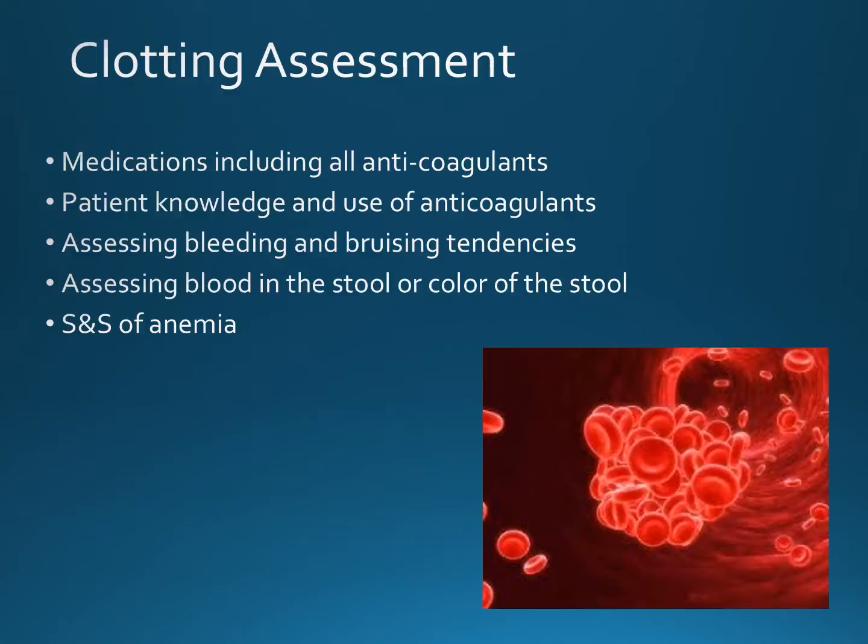Specific questions to ask concerning impaired clotting would be about medications, specifically all anticoagulants, and assessing patient knowledge and usage of the anticoagulants, asking if the patient has bleeding while brushing the teeth or flossing, or if they bruise easily, have any other bleeding tendencies, such as blood in the stool, or asking the color of the stool. These are all very important questions. Also assess for signs and symptoms of anemia, which could indicate internal bleeding.